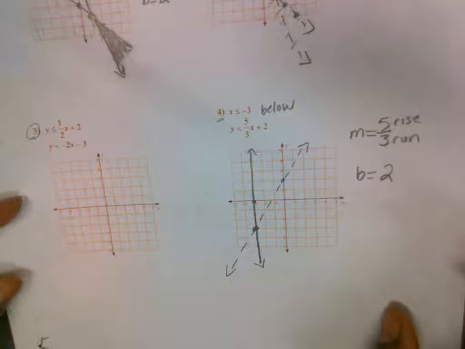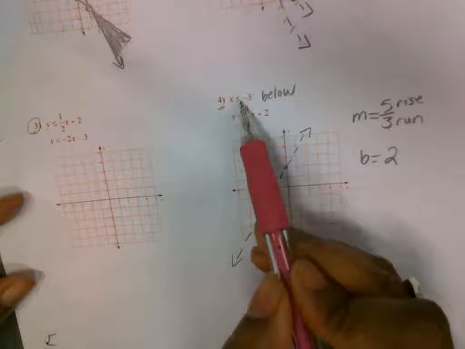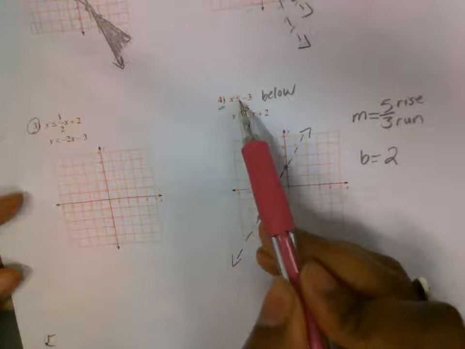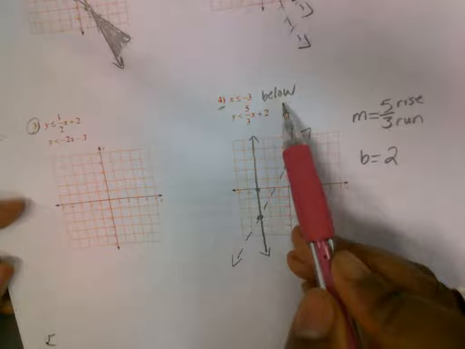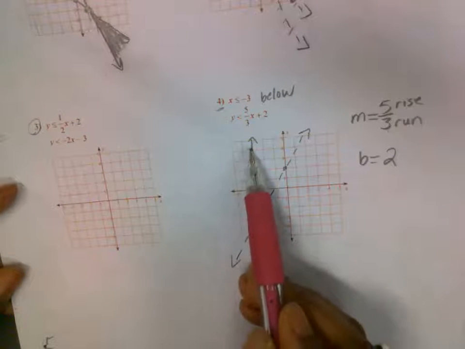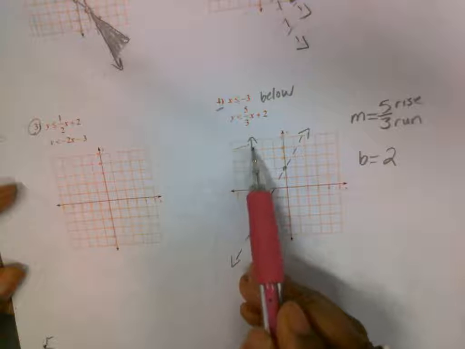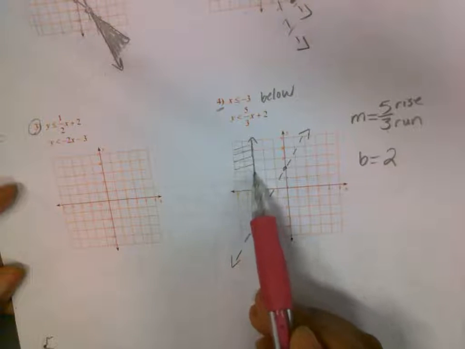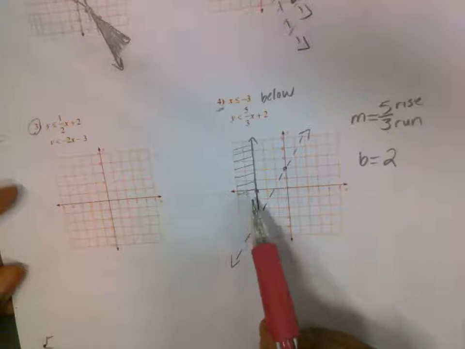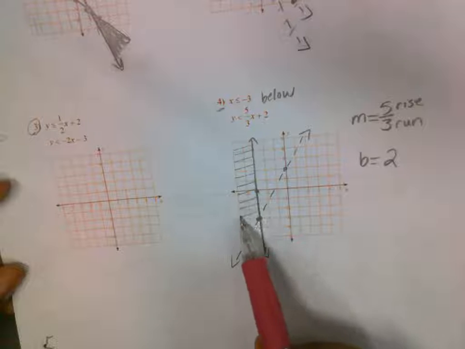Now we're going to do the shading. This is less than, so we're going to do below. Values that are smaller than are going to be to the left. So I'm going to do a light shade this way because I know all I want is the overlapping region anyway.